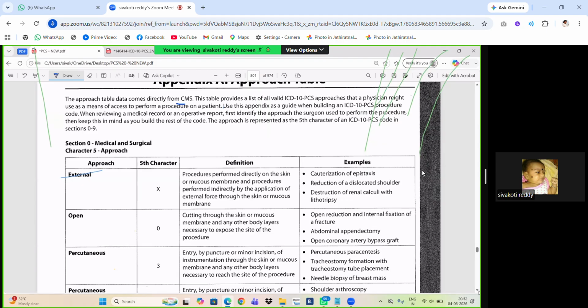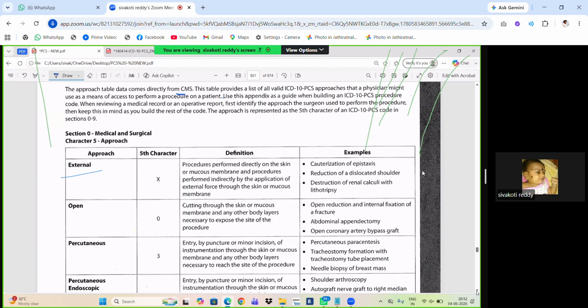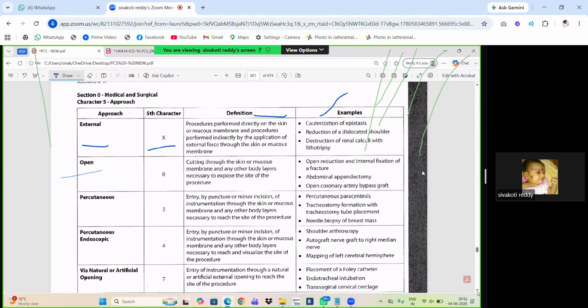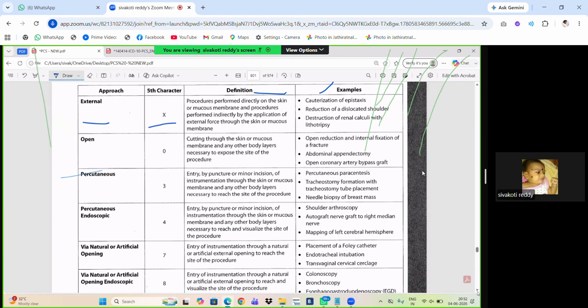So in total we have 7 approaches. This is the approach name, 5th character value, definition, and example of the approaches. Whoever understands these approaches can easily score in the PCS.